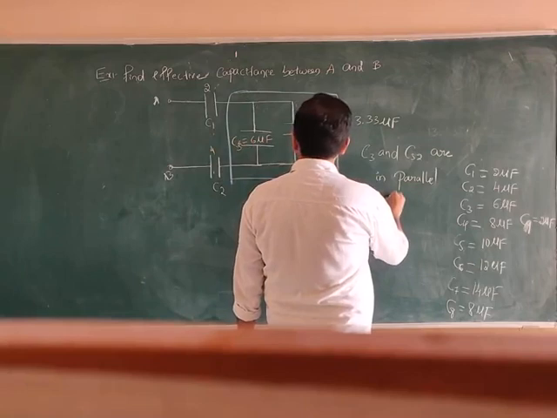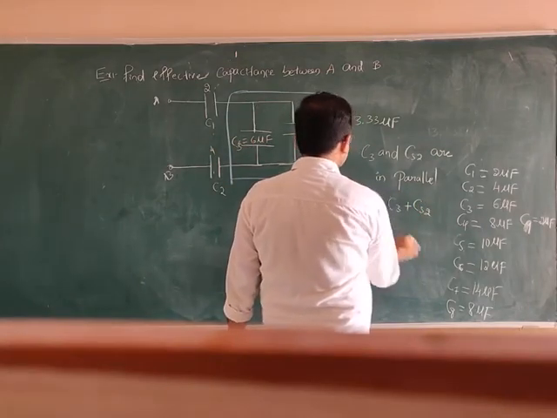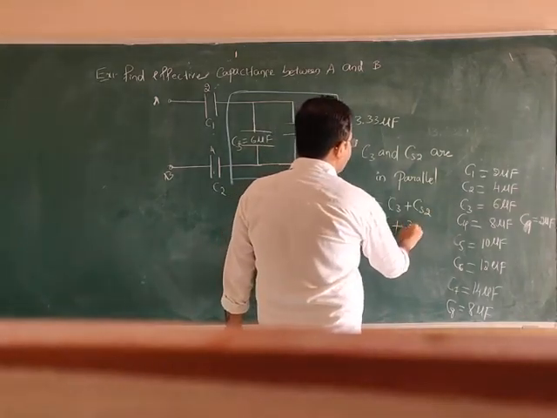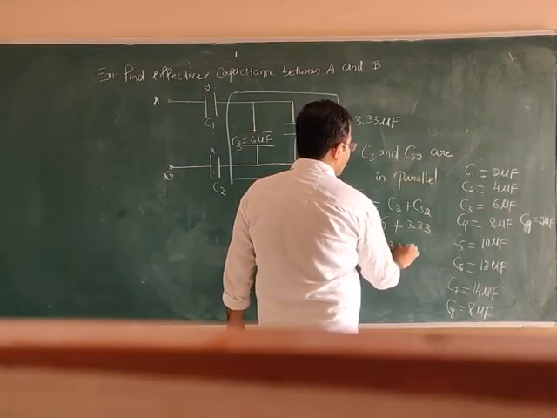So now what do you write? C3 plus CS2. So C3 value is 6 here plus CS2 is 3.33. So we can write 9.33 microfarad.